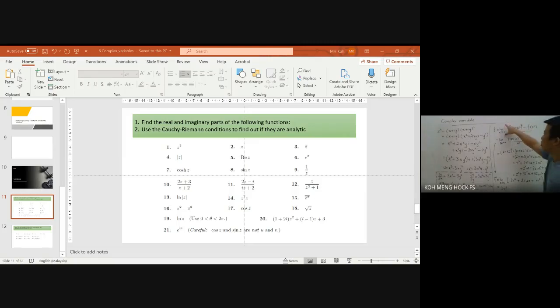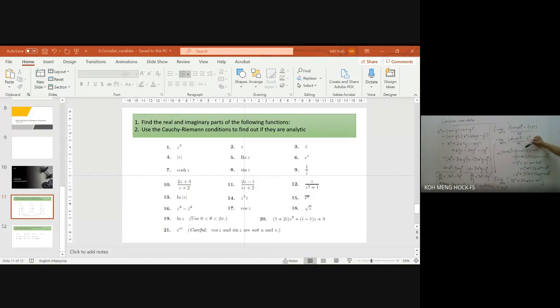I have f prime equals this limit, delta z tending to 0, and now my function is z plus delta z. I need to take the power of 3, and then this is the initial, which is z to the power of 3, divided by the change in the complex number delta z. So now I have to expand z plus delta z to the power of 3.